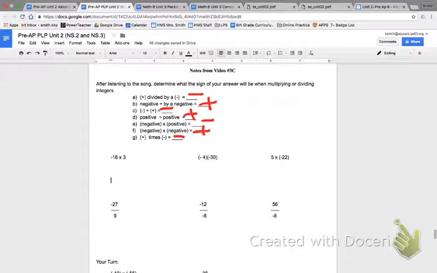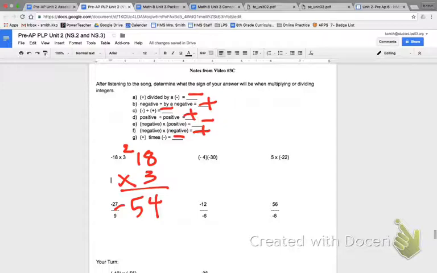Okay, so let's take a look at the next example, negative 18 times 3. I'm going to go ahead and multiply like normal. 8 times 3 is 24. Carry the 2. 1 times 3 is 3, plus 2 would be 5. My product is 54, but because I have one negative and one positive, my answer is going to be negative 54.